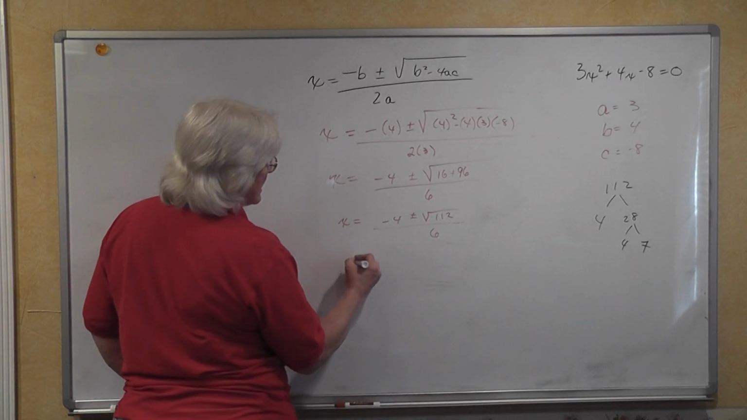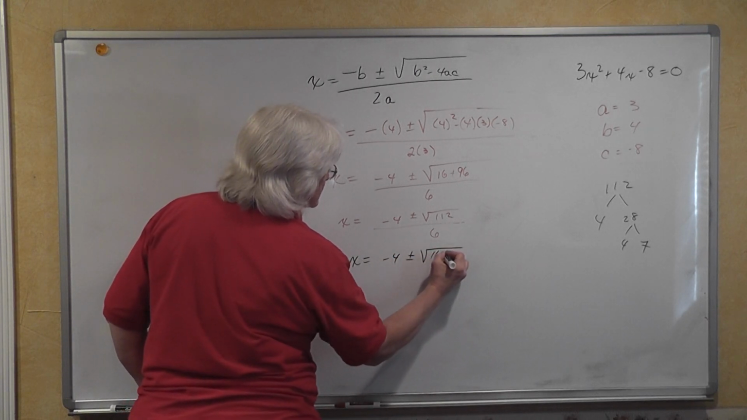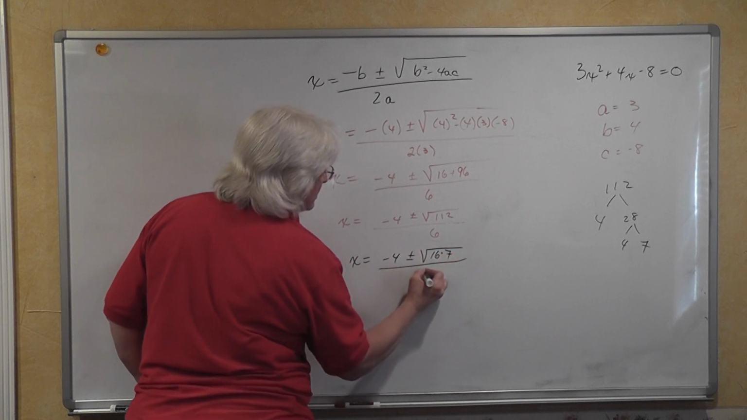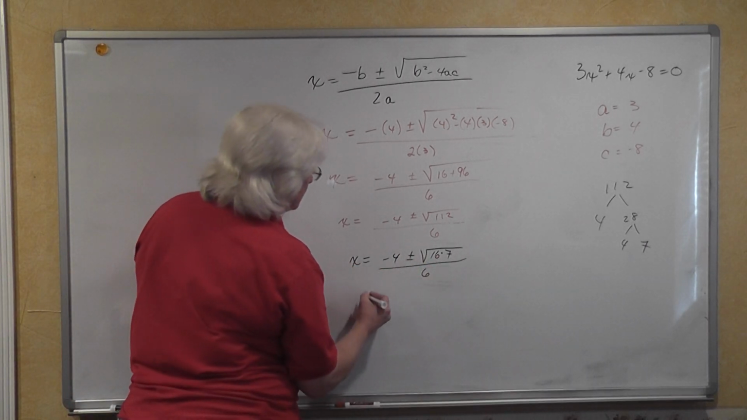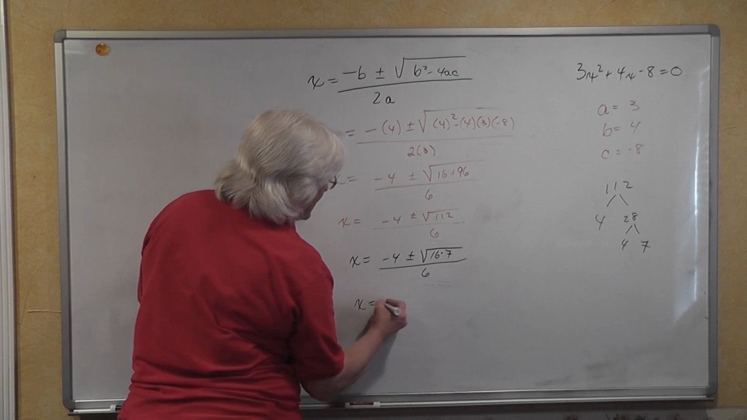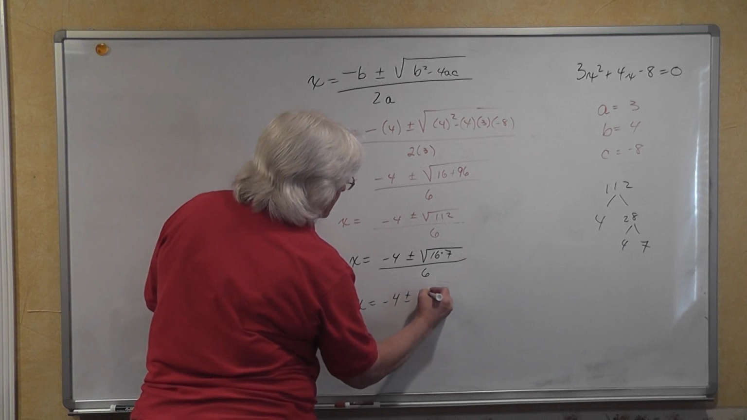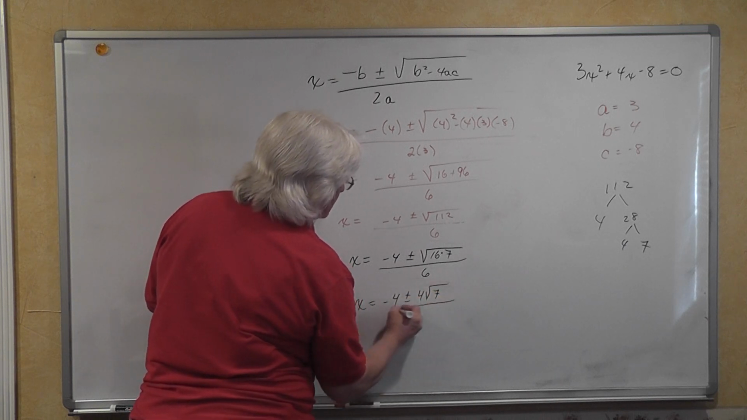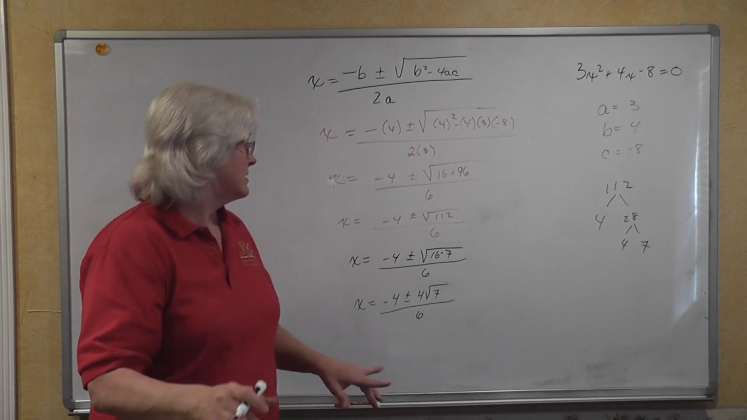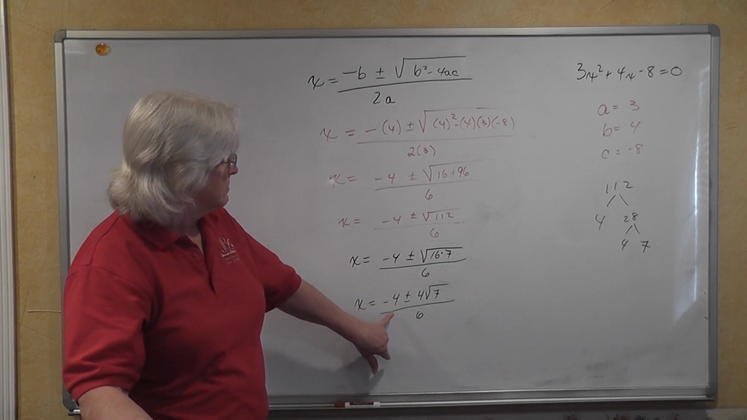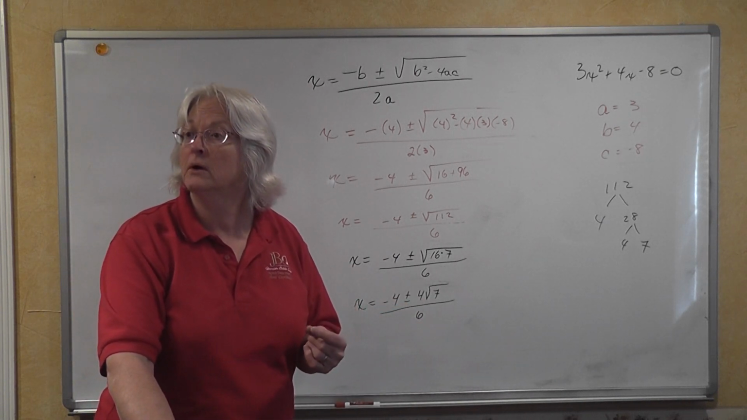So I'm going to rewrite this as x is equal to -4 plus or minus the square root of 16 times 7 over 6. Now I have a perfect square. 16, the square root is 4. So x is equal to -4 plus or minus 4 times the square root of 7, all of this over 6. Now, this is not simplified. -4, 6, and 4 have a common factor of 2.